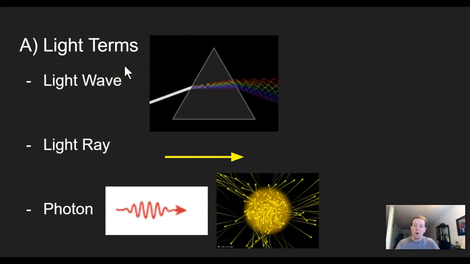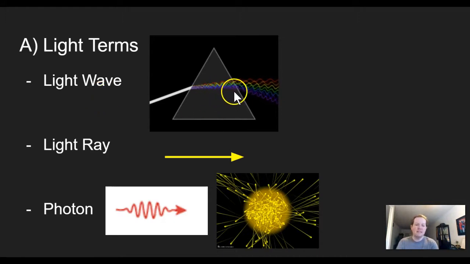So first part, different terms, different words, different vocabulary that's associated with light. Unfortunately, over the decades and the centuries, scientists and philosophers have used different words and different terms to describe light, but they're all referring essentially to the same thing. The first, and probably the most common one that I say, is a light wave. Light is a wave, or at least it's partly a wave, or it acts like a wave.